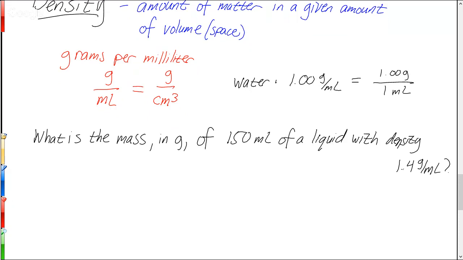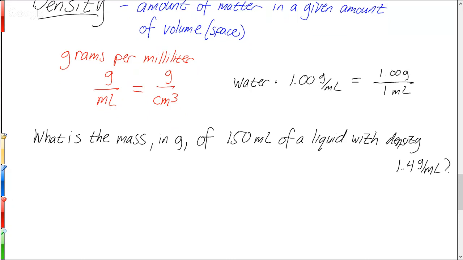So this is the kind of thing that comes up in lab, comes up sometimes in cooking, comes up in medicine, because you don't always have the kind of tool that you need. So in this case, let's say we want to measure something on a balance because it's more convenient. So we want to know the mass, but all we're given is that we need 150 milliliters of the liquid, and we're given the density. We can look up the density. So it's a way to use a mass tool like a balance when we are given a volume tool.